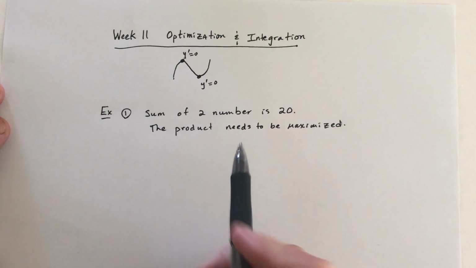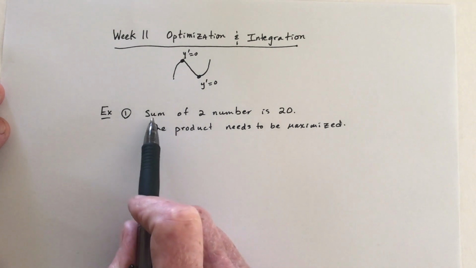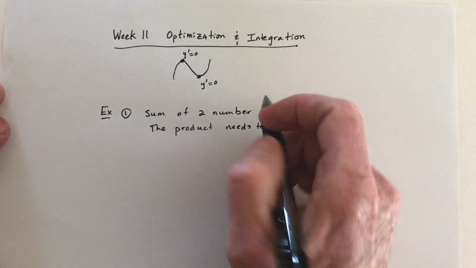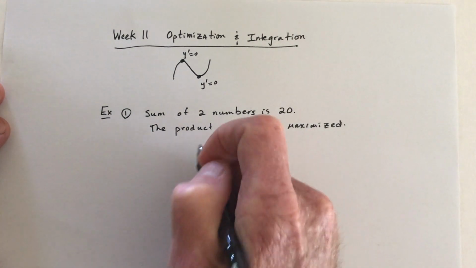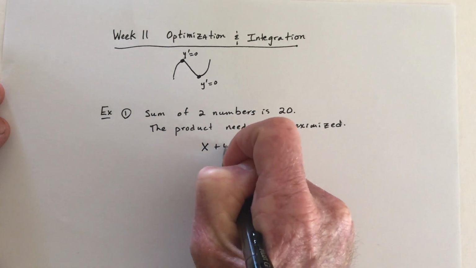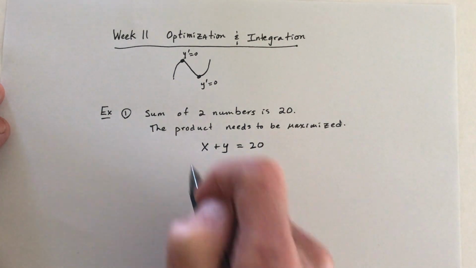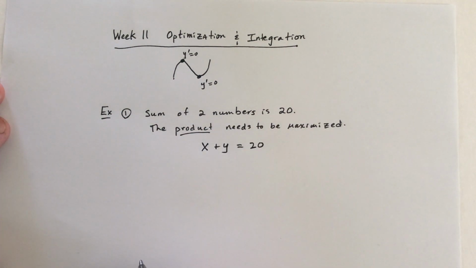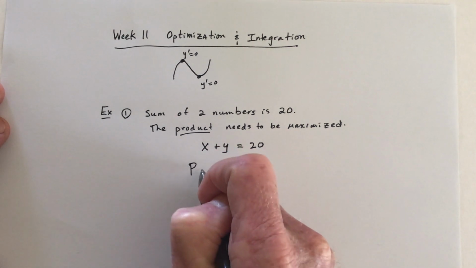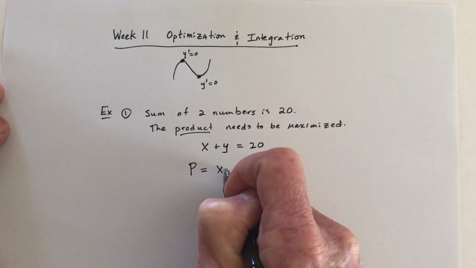But first we need to create a function. So the sum of two numbers is 20. So I can just say the two numbers are going to be an x and a y, and they have to add up to be 20. Next, their product. So I'll just use the letter P for product, and then product means multiply them.